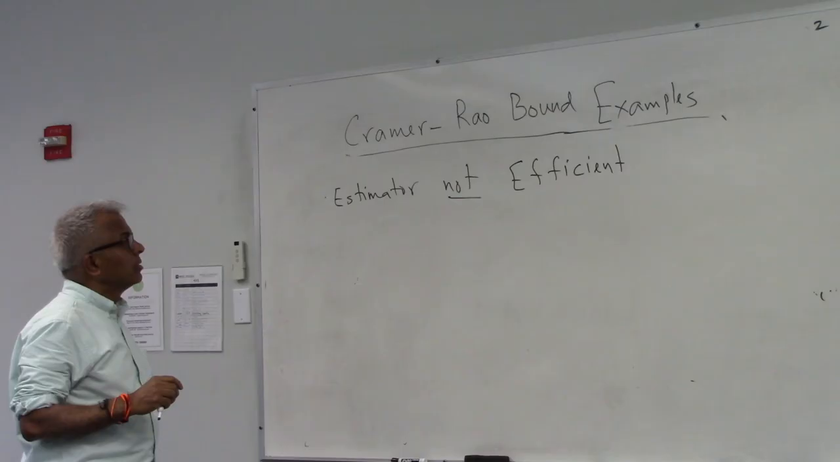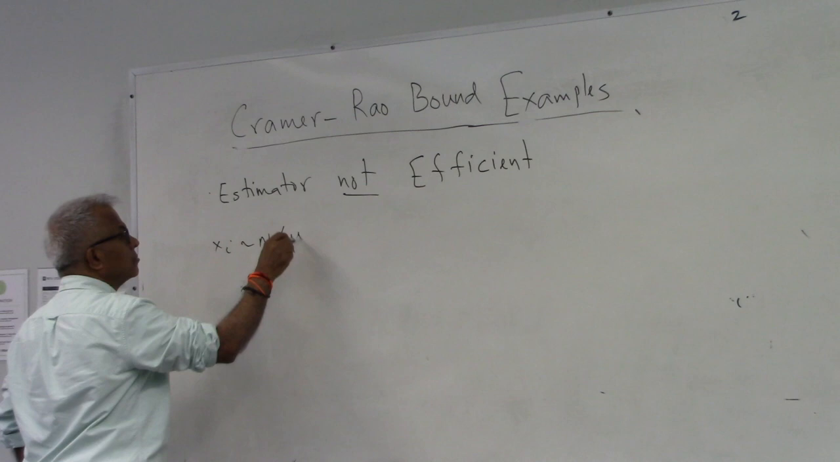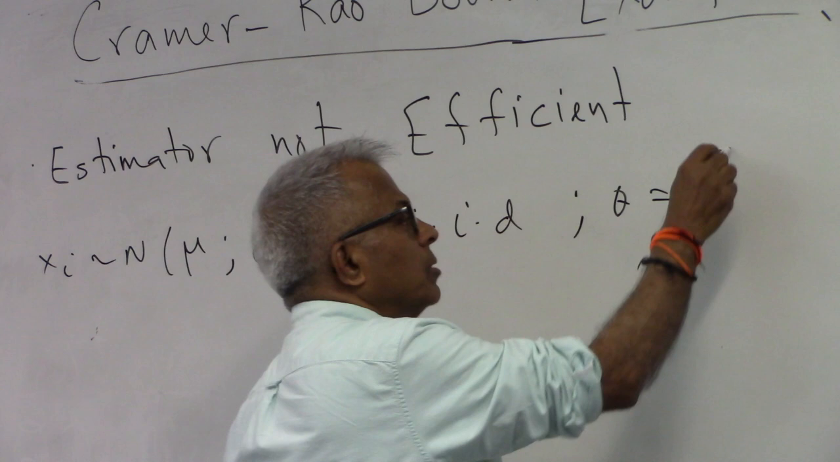Previously I showed you efficient estimators. So let's again take data to be Gaussian with mean mu and variance sigma squared, and the data is of course independent. But for whatever reason, the parameter of interest to me is mu squared, not mu.